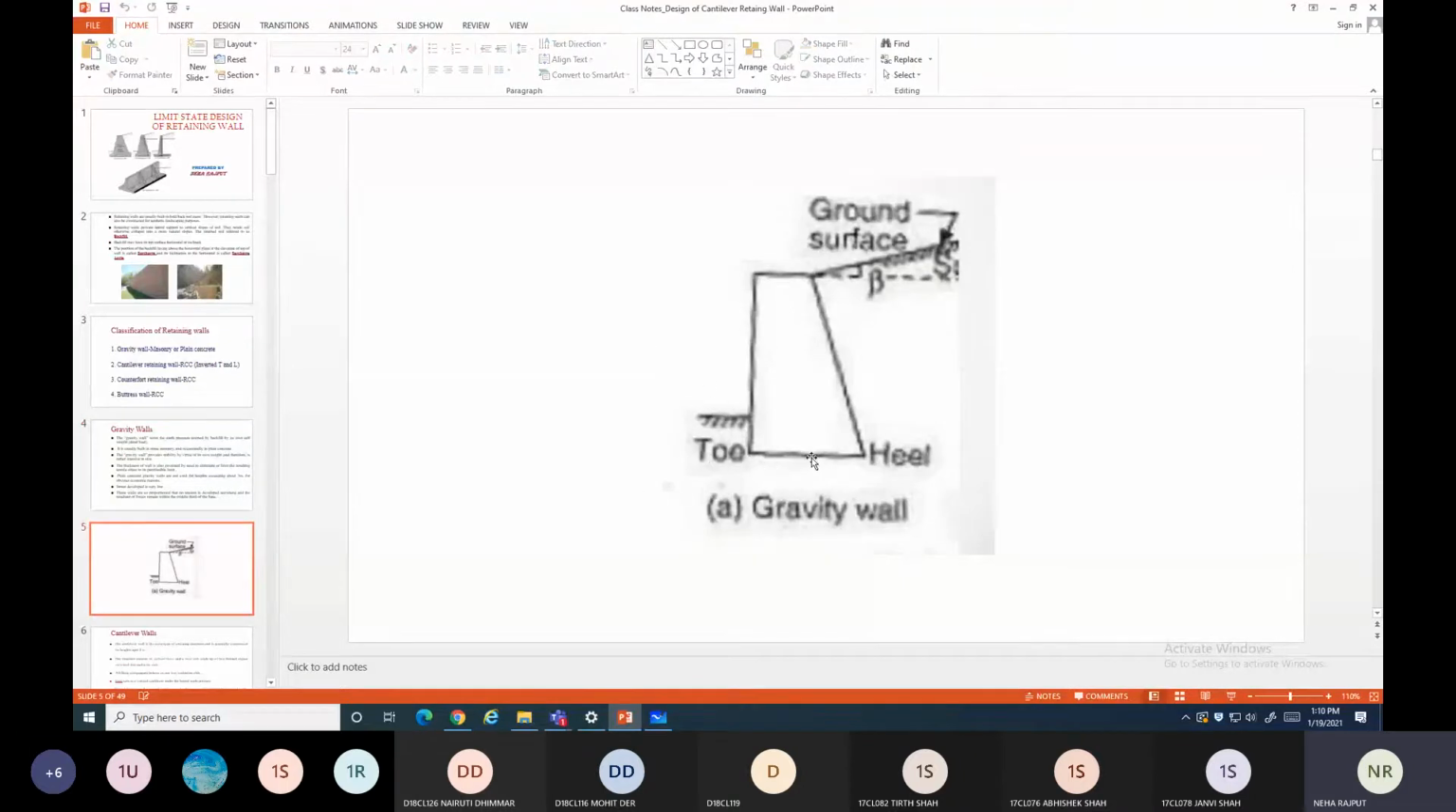Now this gravity wall may be of trapezoidal shape, or it may be of rectangular shape. This is the length side. Right here is the backfill, and this one is the front side. So this front side has some footing over here. This one is the toe part, this is the heel part, and here this is the ground surface.